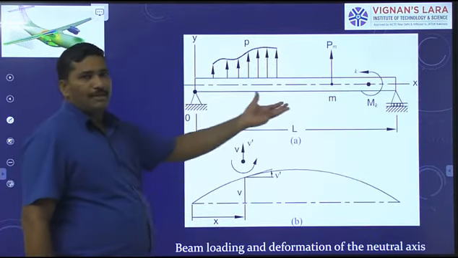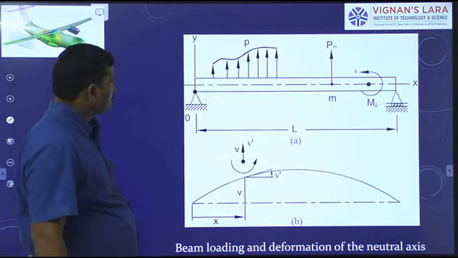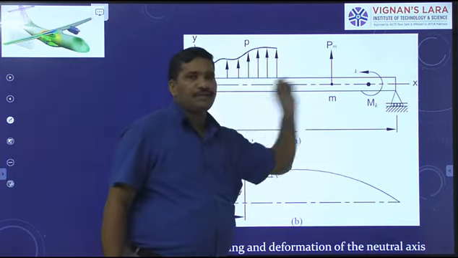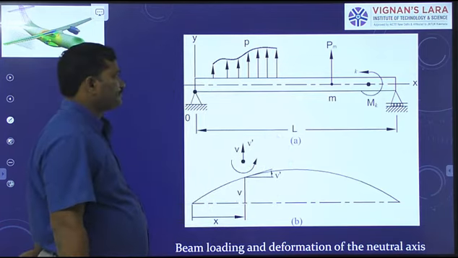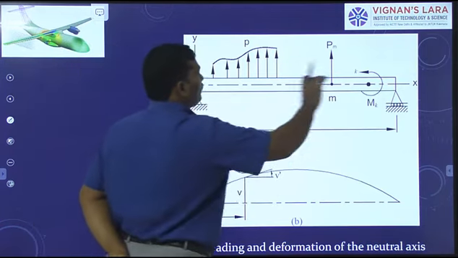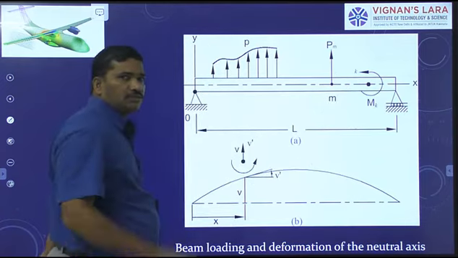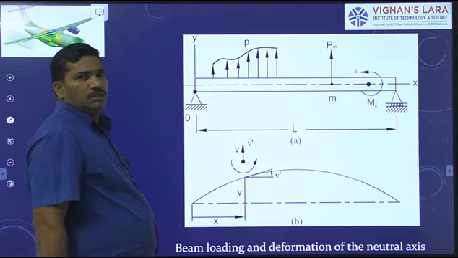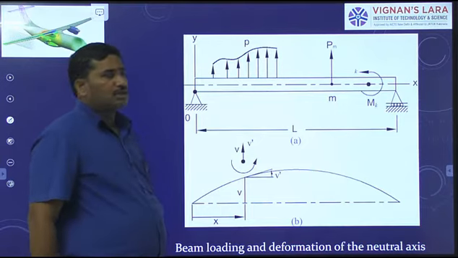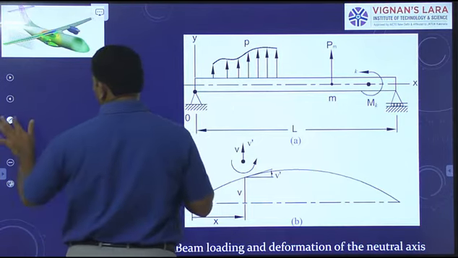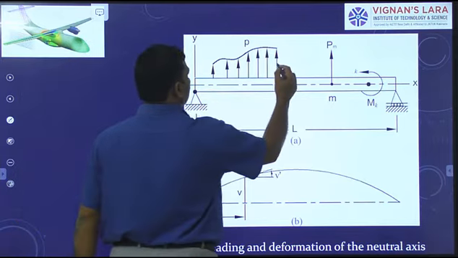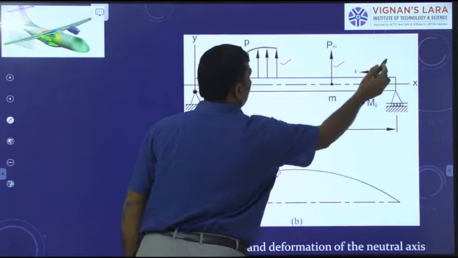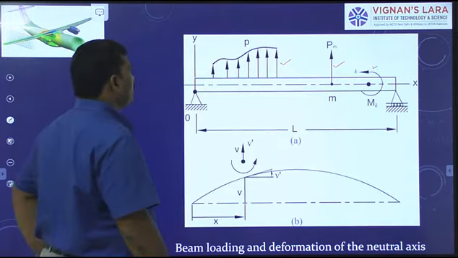Now, we have a one-dimensional beam here. One end is hinged, the other end is supported on rollers. We have a beam of uniform cross section. Now, this beam supports a distributed load, a concentrated load, and a couple. Right?